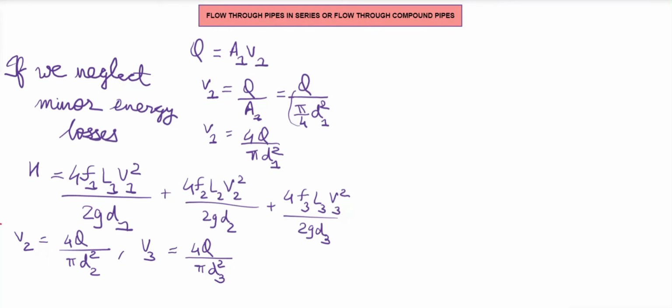And also one more thing we have, which is the frictional coefficients will be the same for all of these three pipes. That is, F1 is equal to F2 is equal to F3 is equal to F. And the total head loss we represented by this equation, which is 4 FLV square upon 2GD.